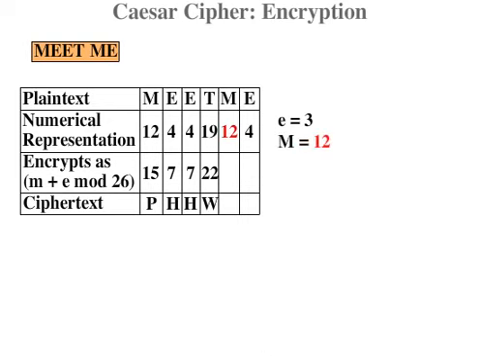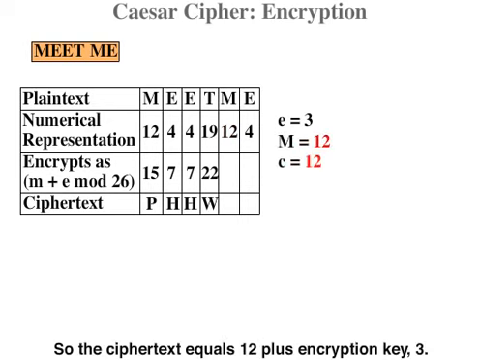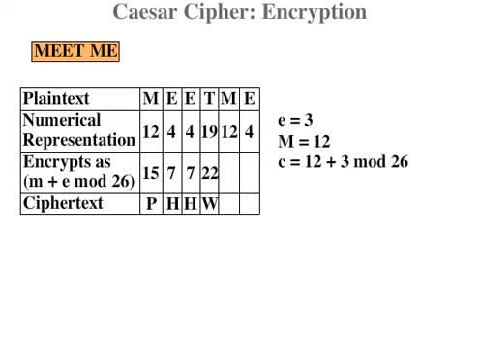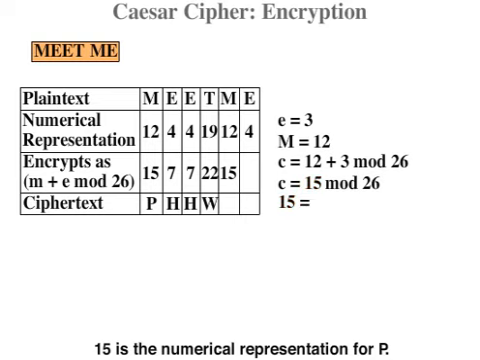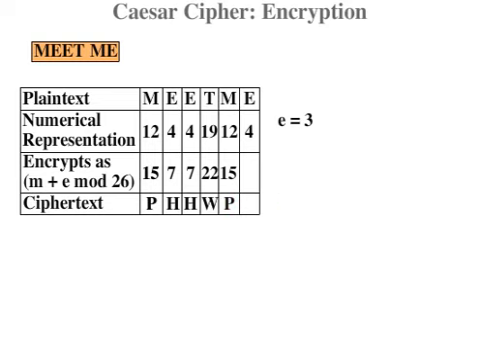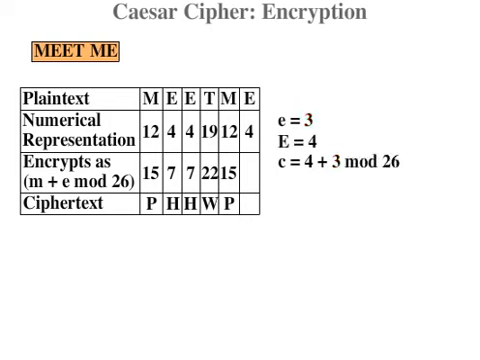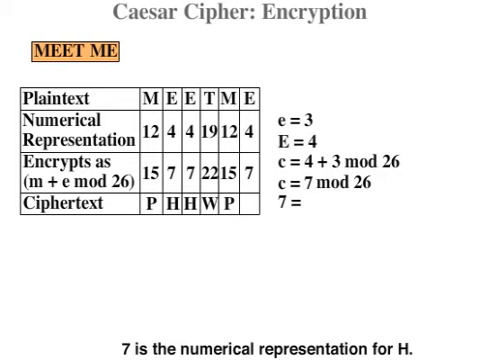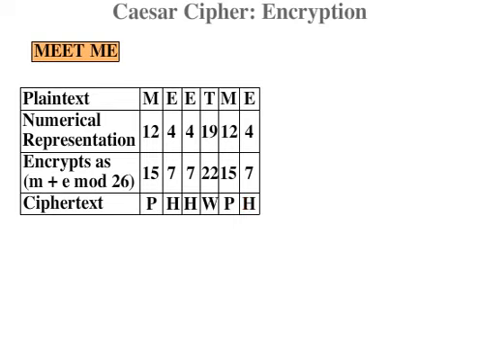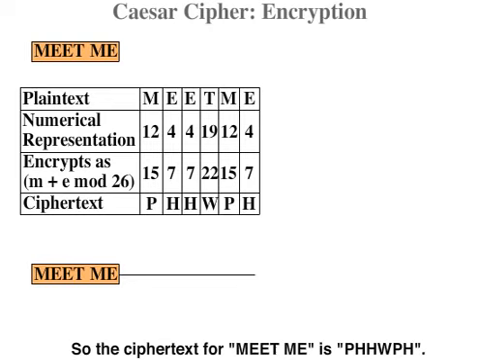M equals 12. So the ciphertext equals 12 plus encryption key 3. 12 plus 3 equals 15. 15 is the numerical representation for P. E equals 4, so the ciphertext equals 4 plus the encryption key 3. 4 plus 3 equals 7. 7 is the numerical representation for H. So the ciphertext for Meet Me is P, H, H, W, P and H.